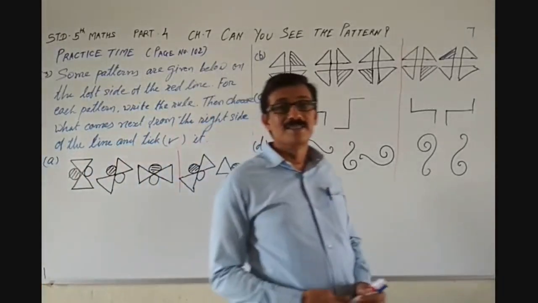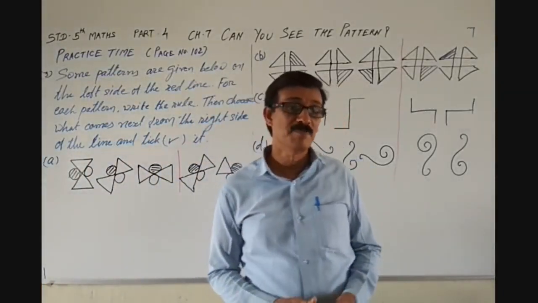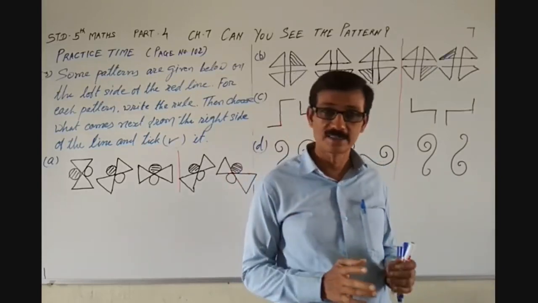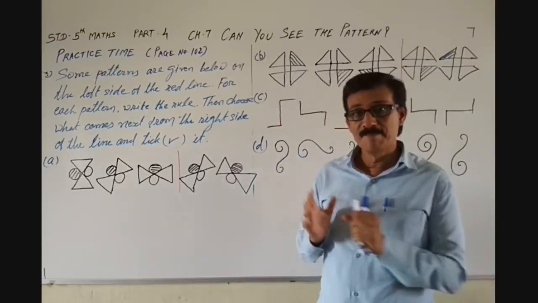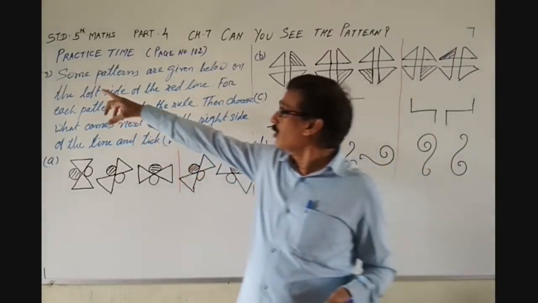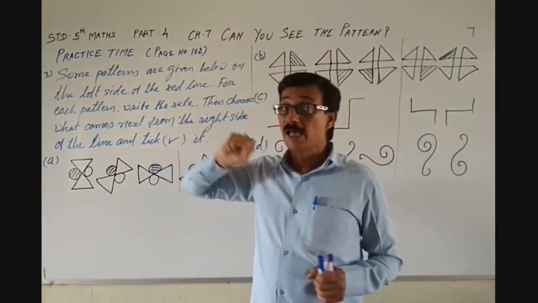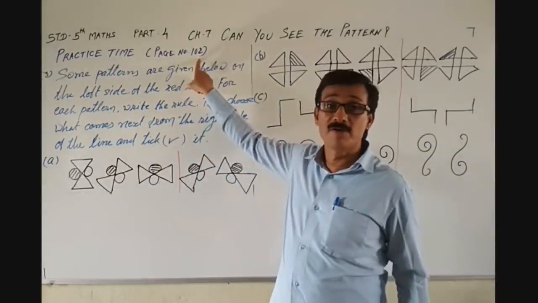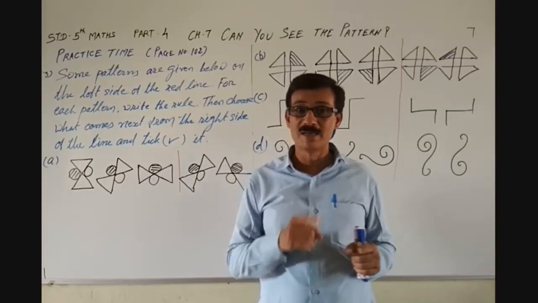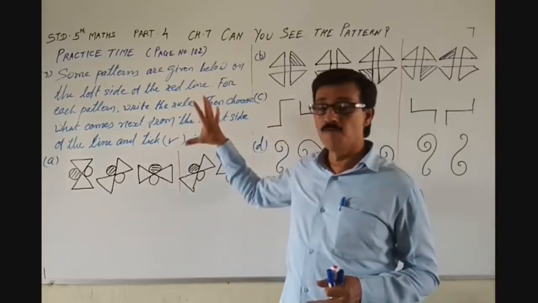Hello students, this is part 4 of chapter 7. Can you see the pattern of standard 5th mathematics? And we are in the practice time. By this time we will go for third practice, which is available on page number 102. So open your textbook page number 102 and let's go for this one.